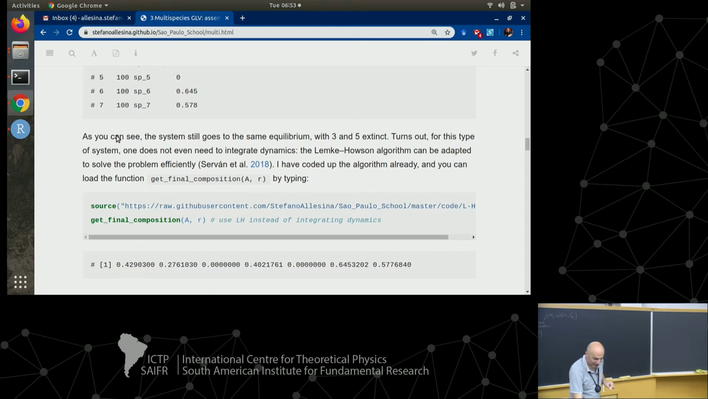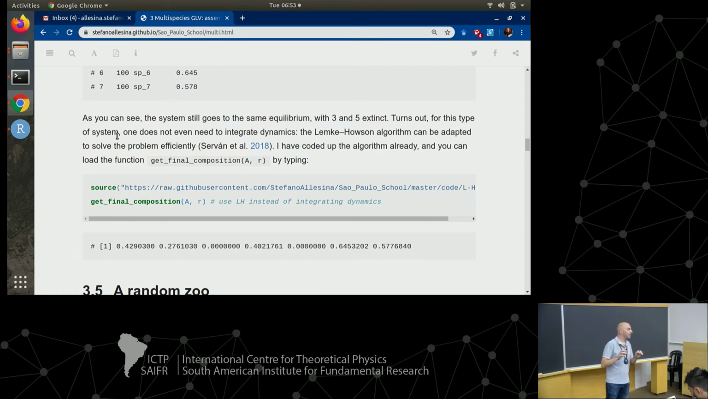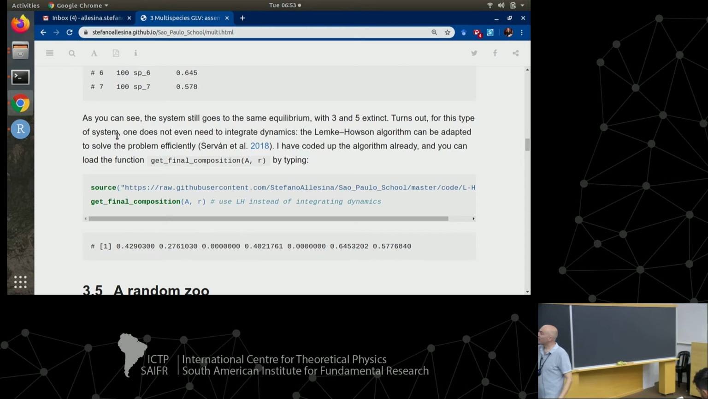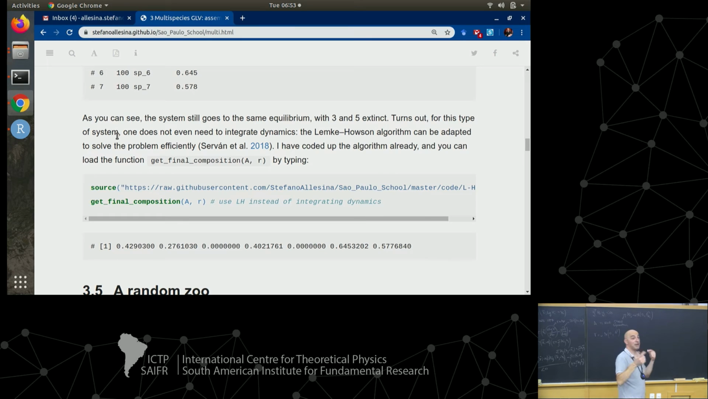What I wanted to stress is, do we really need to waste electricity integrating differential equations for a system like this? And the answer is no, we do not. This is very convenient because we can find a very smart algorithm that originated in game theory, which we're going to talk about tomorrow. It's called the Lemke-Howson algorithm, and you can adapt it. My student Carlos Servan is the person that did most of this work, and he is very clever. You can use this to solve for the saturated equilibrium point without having to integrate the dynamics.